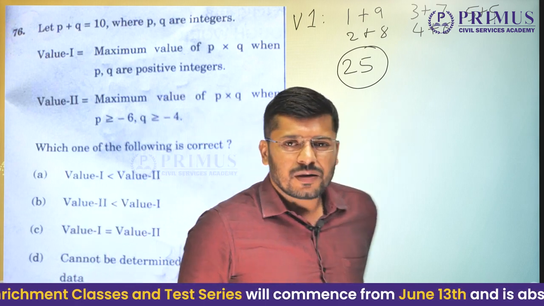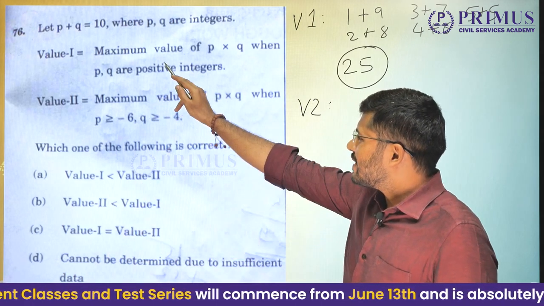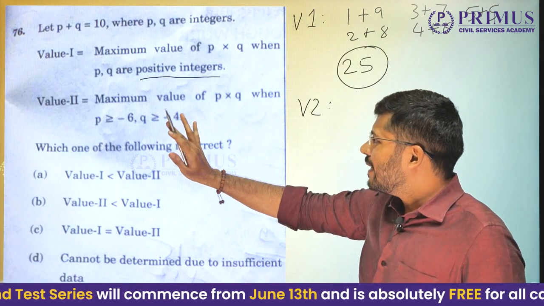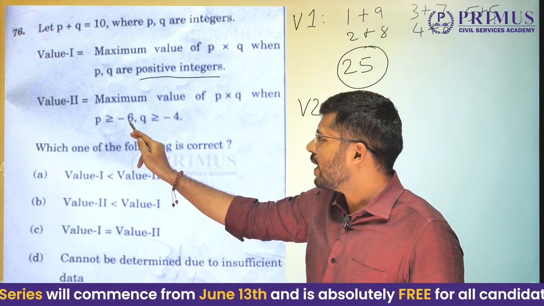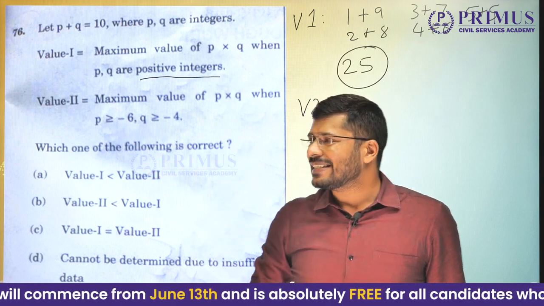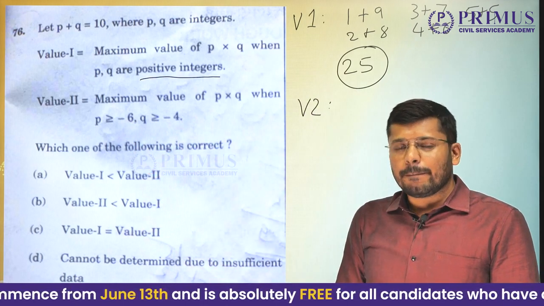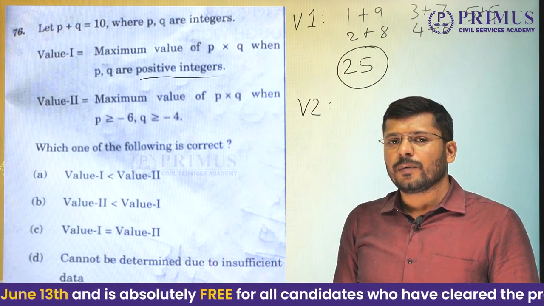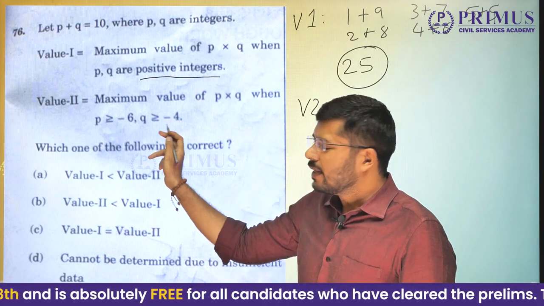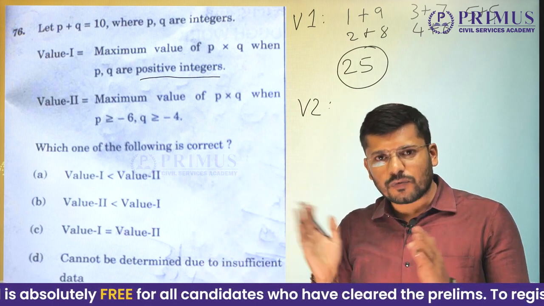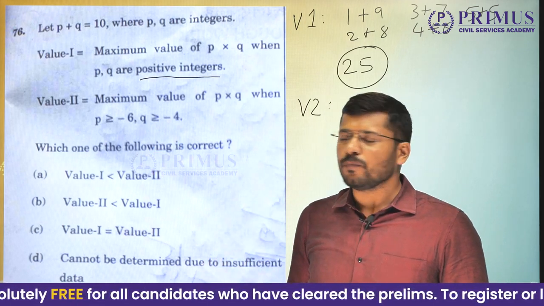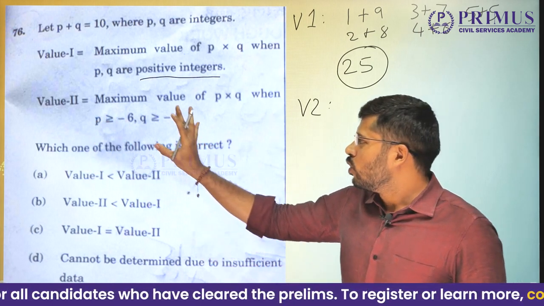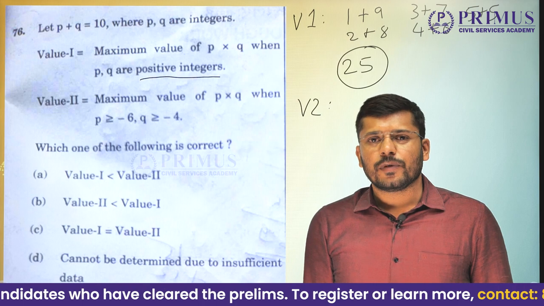Now, value 2. Here in the first case they were positive integers, but in value 2, they are just integers. P happens to be greater than or equal to minus 6 and Q happens to be greater than or equal to minus 4. But we want the maximum value. When we want the maximum value, both of them have to be negative, or both of them have to be positive. If one of them is positive and the other is negative, then the product would be negative. So, we want both of them to be positive.